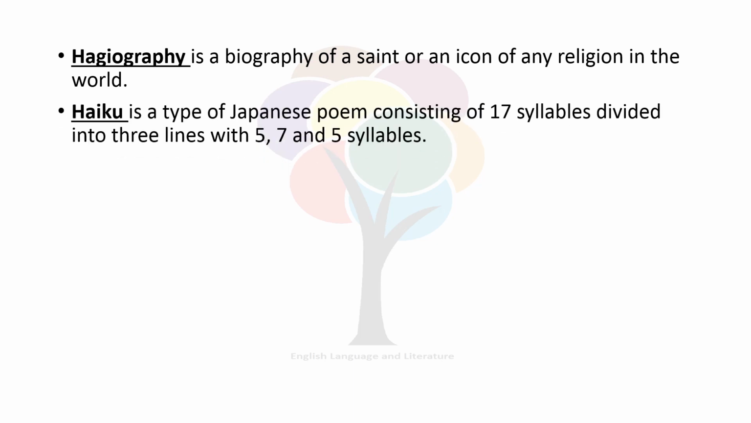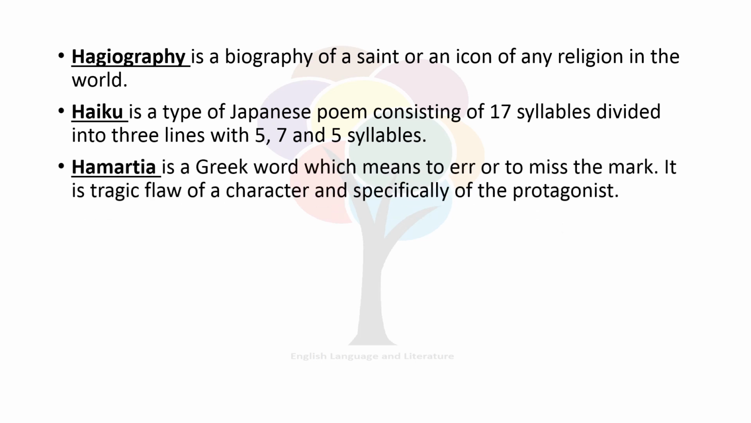Haiku. Haiku is a type of Japanese poem consisting of 17 syllables divided into 3 lines with 5, 7 and 5 syllables. It means in the first line there are 5 syllables, in the second line there are 7 syllables, and in the third line there are 5 syllables. Hamartia. Hamartia is a Greek word which means to err or to miss the mark. It is the tragic flaw of a character and specifically of the protagonist. Hubris was the hamartia of Oedipus, the king.